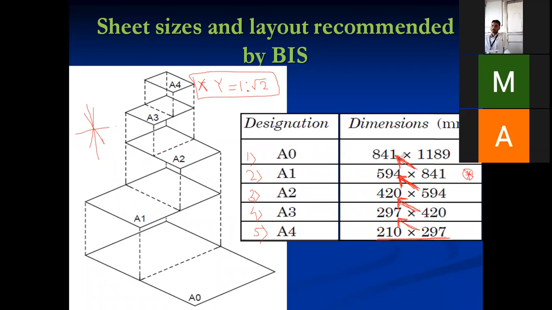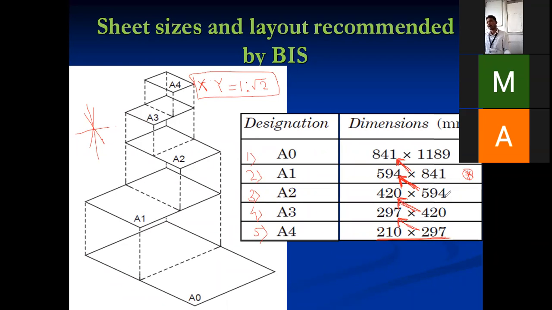How much is it coming? 1189.35, so 1189. Here also you have to remember 1189 as it is. So only one star mark in all cases, nothing else. Likewise, you can remember the table.